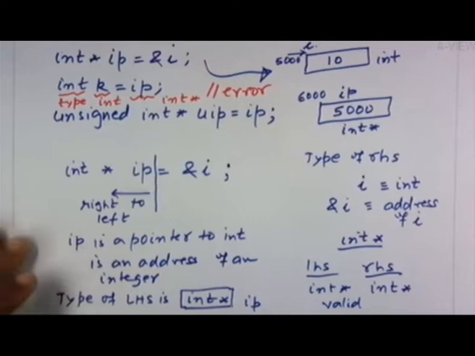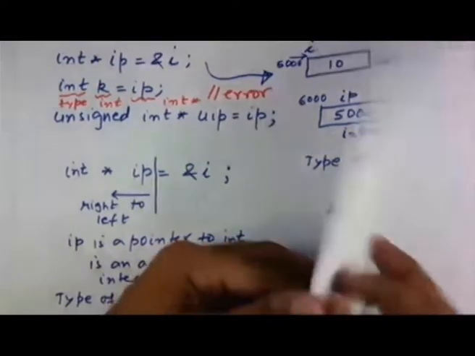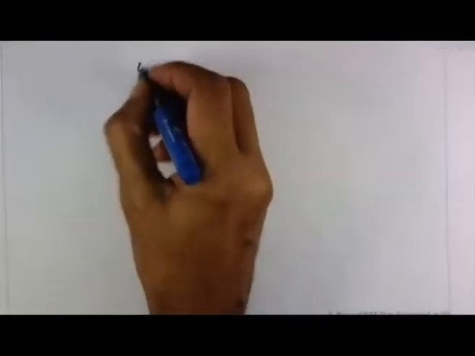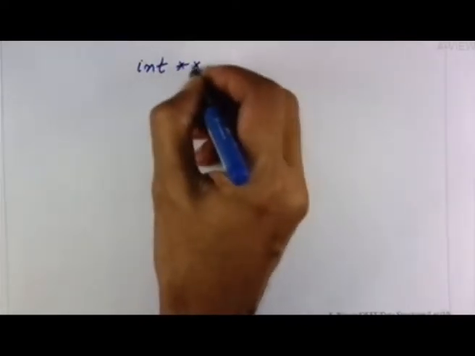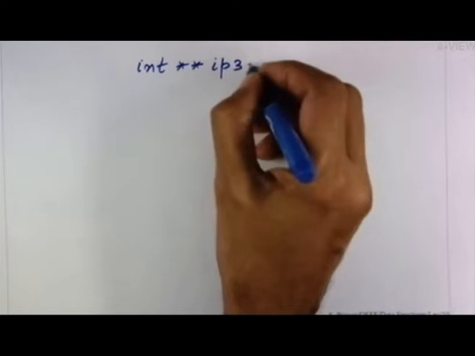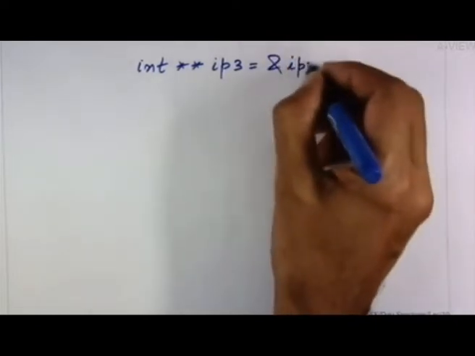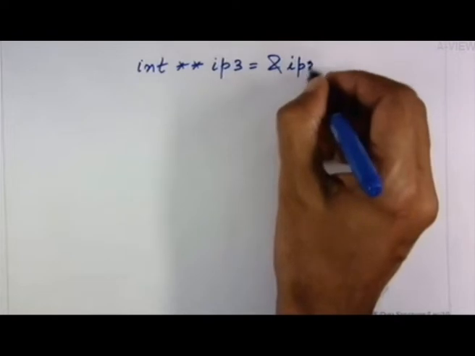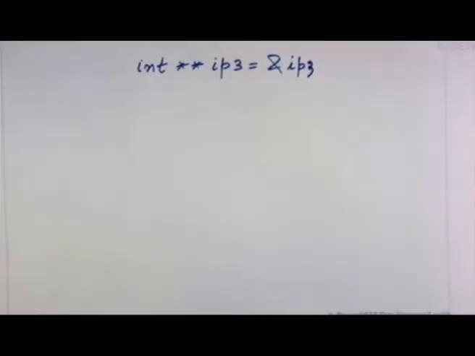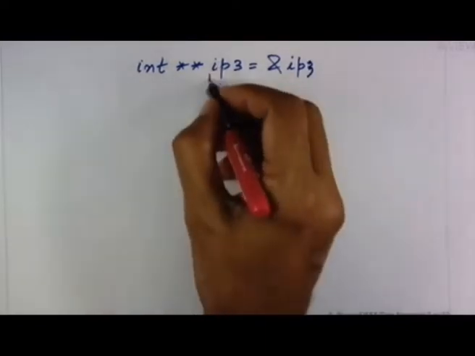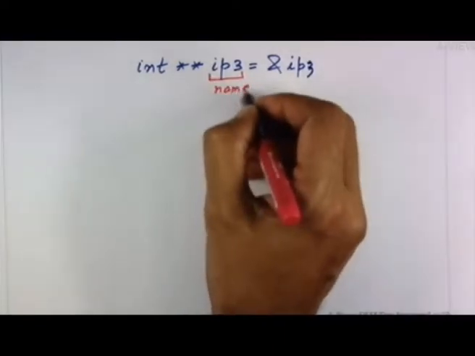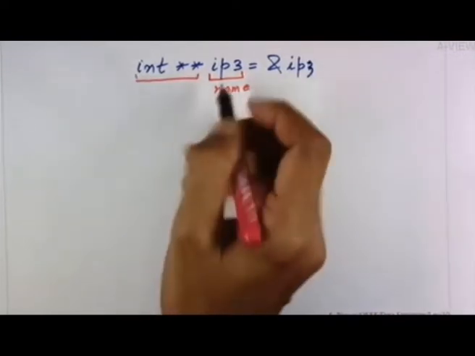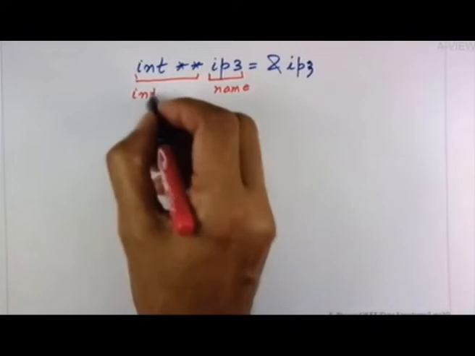Okay, so instead of explaining all, which will take a lot of time, I'll go to this statement, somewhat intimidating but actually fairly simple: int double star IP3 equals ampersand IP, and semicolon. So let me read this slowly. What is the left hand side saying? The left hand side is declaring a name IP3. The type of IP3 is what appears to the left of it, which is int star star.